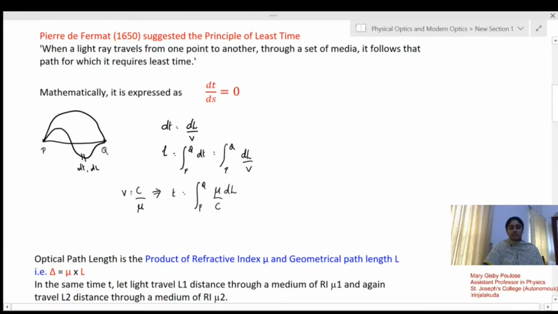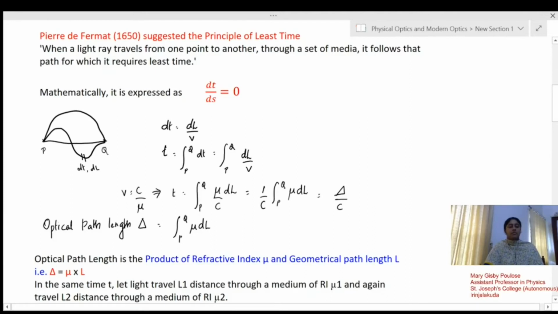We know that c is a constant, hence taking it outside I can write 1 by c integral P to Q mu dl. The term integral P to Q mu dl is called the optical path length in a medium. Hence, optical path length delta is equal to integral P to Q mu dl. Hence, the total time can be represented as delta divided by c.